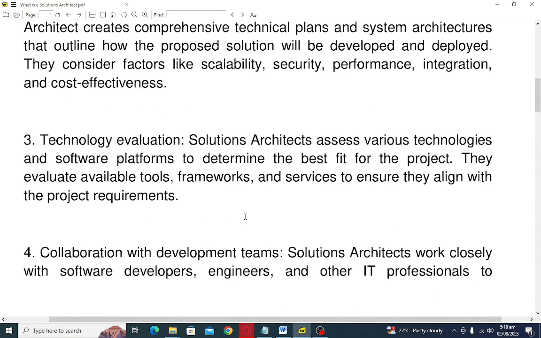Number three, technology evaluation. Solutions architects assess various technologies and software platforms to determine the best fit for the project. They evaluate available tools, frameworks, and services to ensure they align with the project requirements.